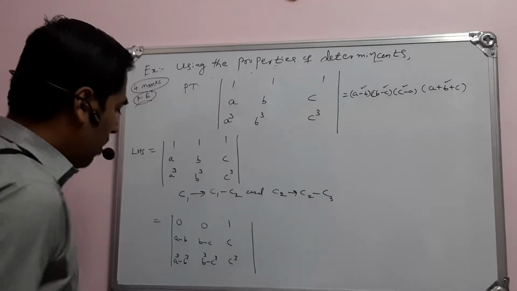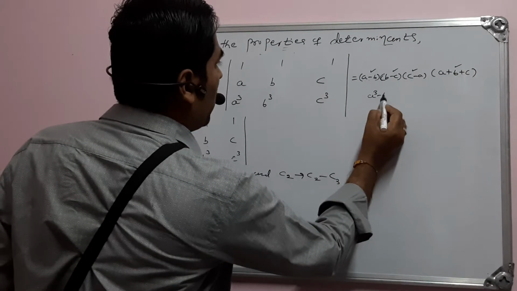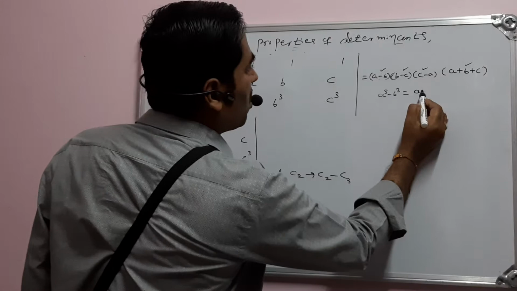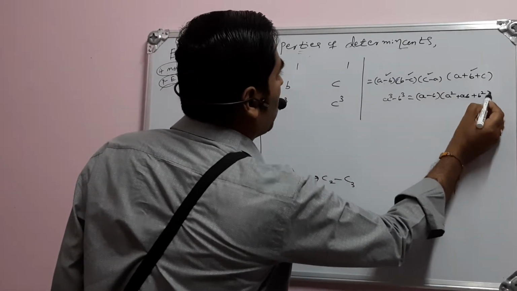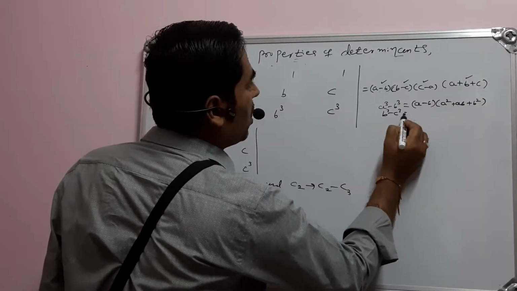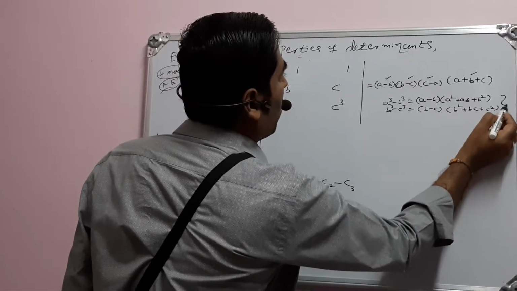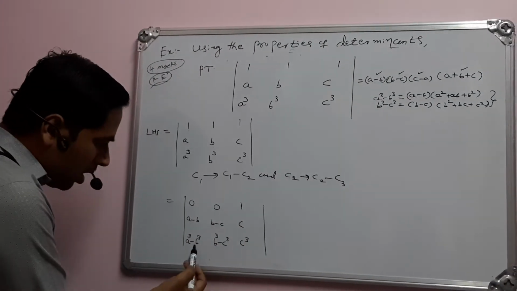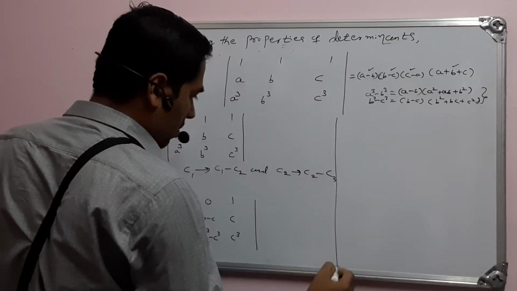Before going to the next step, see here a cube minus b cube and b cube minus c cube, there are two terms. So what is the formula here? We can remember the formula. I shall write it here. A cube minus b cube is a minus b into a square plus ab plus b square. Similarly, we can replace b and c: b cube minus c cube is b minus c into b square plus bc plus c square. These two formulas we have learnt in our previous classes. We can replace these two terms by this formula, so we will do it in the next step.